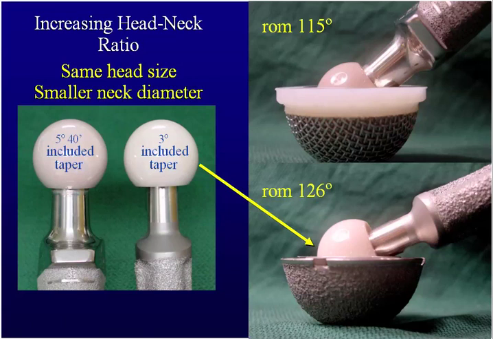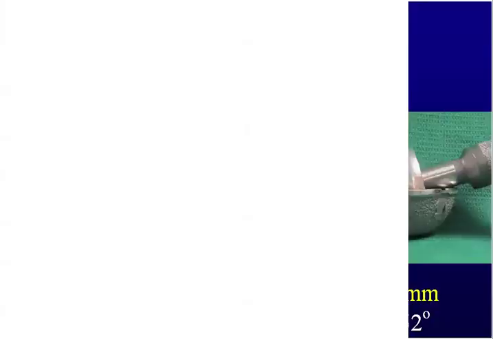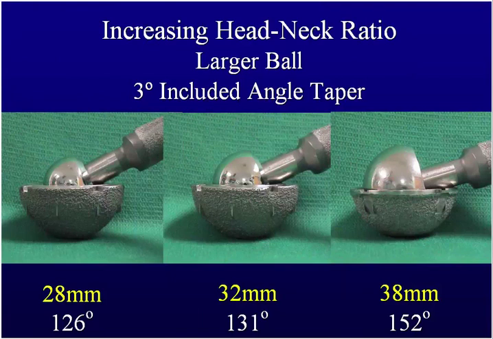So increasing the head-neck ratio, if you use the same head size and use a smaller neck, as you see in this example, you increase your arc range. And here, same neck, which is a narrow neck, and you increase the head size, you can see here you also increase the arc range significantly. So head-neck ratio determines your primary arc range and determines your stability. That's what you're going to hear on the boards: head-neck ratio, optimizing head-neck ratio. Large ball, narrow necks allow you to go from point to point without impingement.